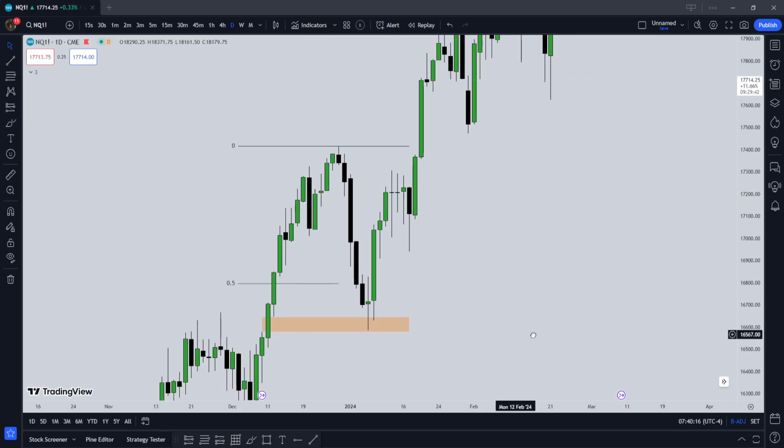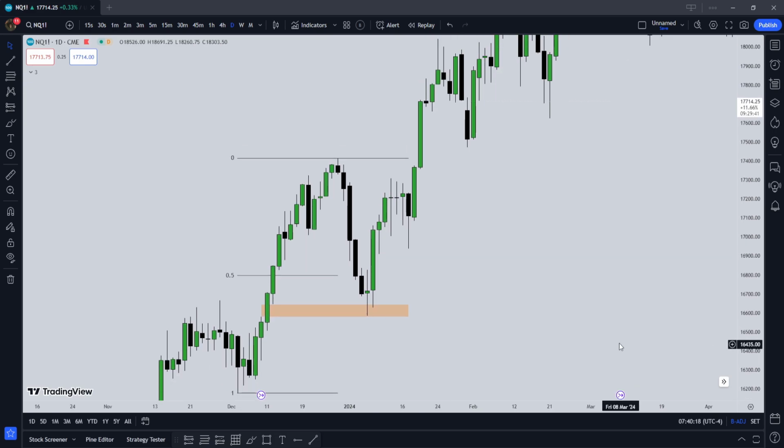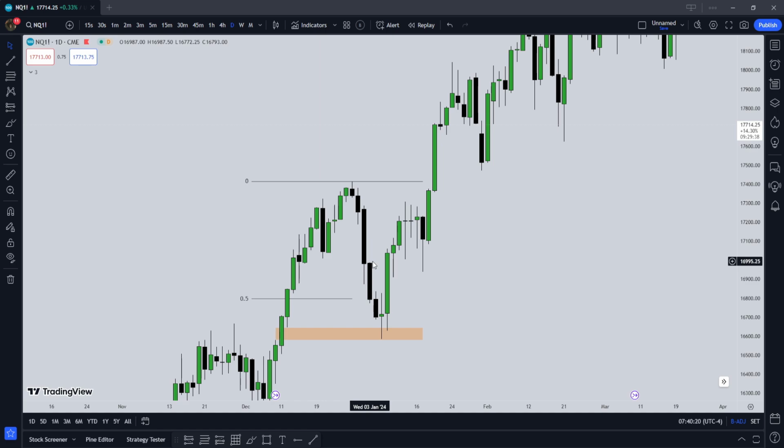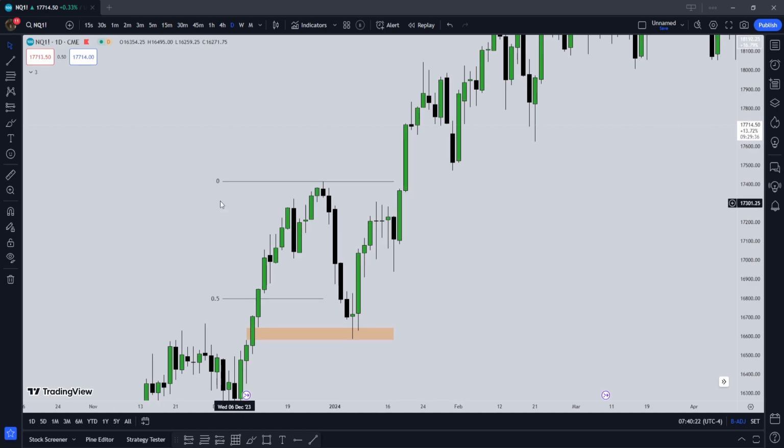So what do I mean by inversion fair value gap? As you can see, first of all, what we need to know is the wicks. I talk about this in my videos a lot, and I'm going to say it again.